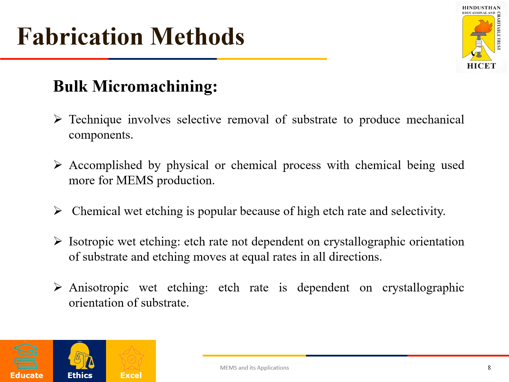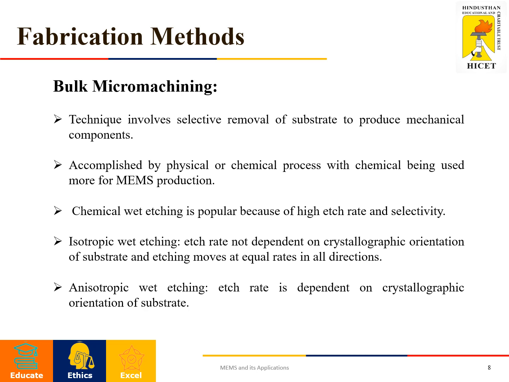Then, what are the fabrication methods followed for the MEMS? The first one is the bulk micromachining process. This technique involves selective removal of substrate to produce mechanical components. It is accomplished by either a physical or chemical process, with chemical being the most probable one used for MEMS production. Chemical wet etching is popular because of its high etch rate and selectivity. These two factors decide between physical or chemical etching.